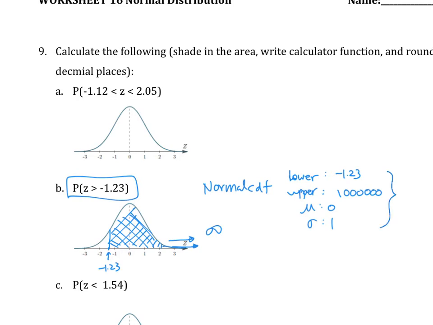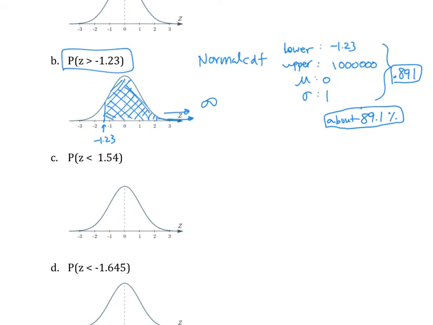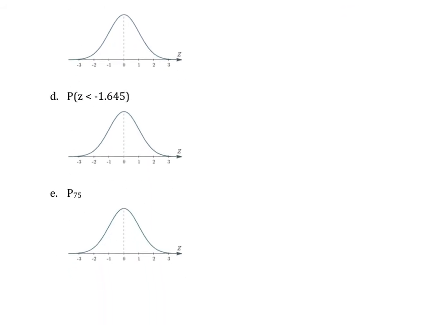So if I plug all these numbers into the calculator, I get 0.891 if I round off. So it's about 89.1%. So it was almost 90%. I guess maybe high 80%, but actually it was closer to 90%. So I have an idea what that kind of looks like. All right, I'm going to have you pause now and try number 9, parts A, C, D, and we'll meet back at number 11.